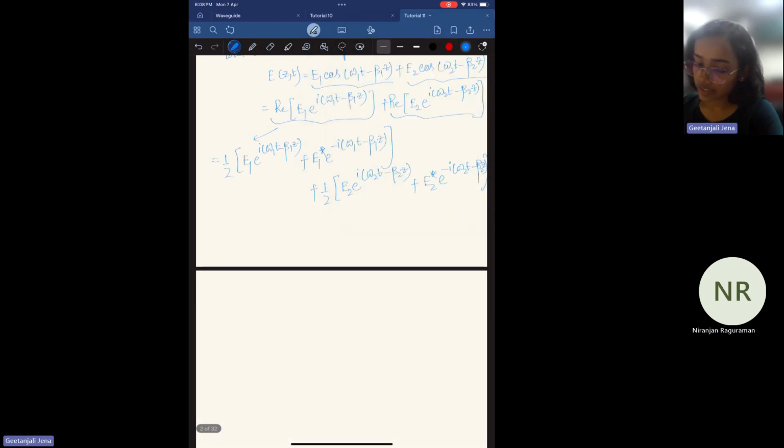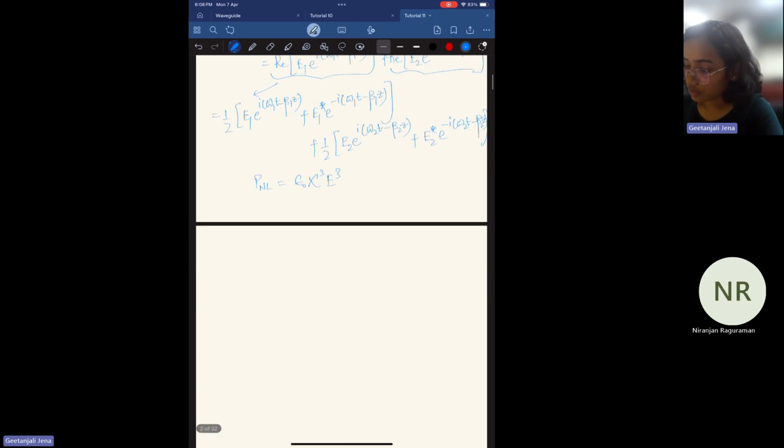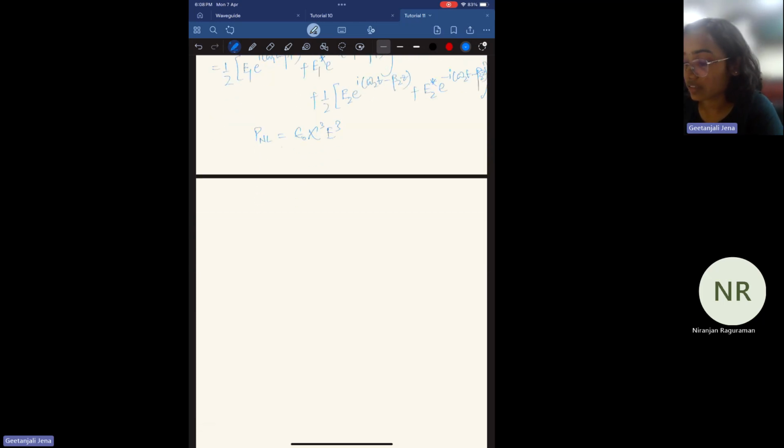For the nonlinear part, we need the cube of this total electric field expression, which is epsilon 0 chi 3 E cubed. So it is the third power of the electric field, which means it will have more components, with omega 1 cross terms, same terms, and so on. But we'll typically focus on the terms which have omega 1, because that is what the question is asking about. So let us first see what E cubed is.